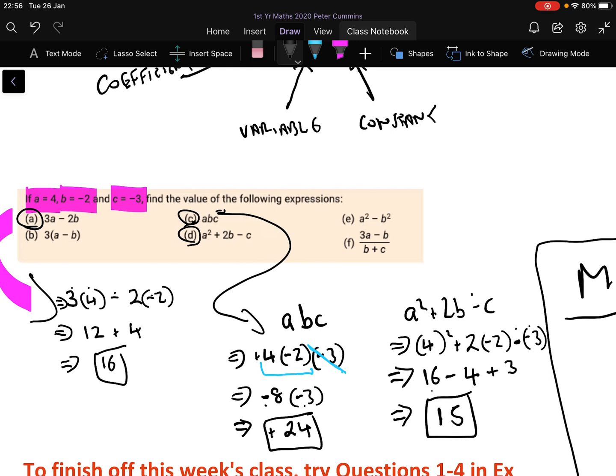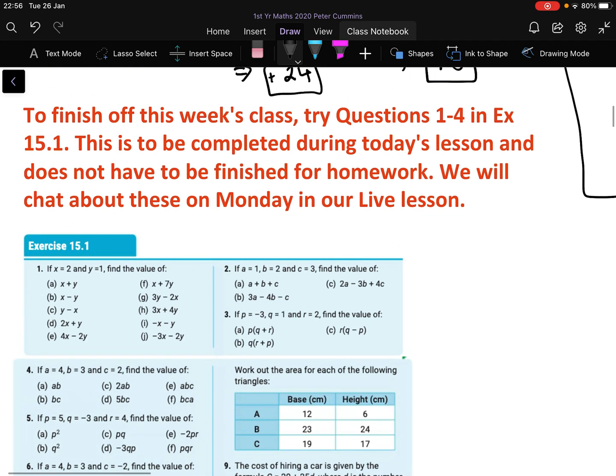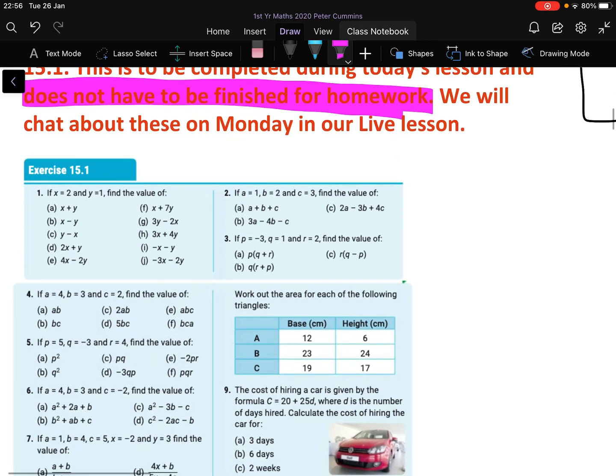Okay, now I would spend a bit of time and maybe work out part B and part E and part F for the rest of the class. And what I'd like you to do is go down to 15 part 1. Now bear in mind, guys, we don't do homework in the third lesson of the week. This does not have to be finished for homework. So we'll go through these in class later on. But what I'd like you to do for the rest of today's class is questions 1, 2, 3 and 4. Get as far as you can into that exercise in the time that is allowed within the hour. And we will take it up from there on Monday, and we're going to be live on Monday.